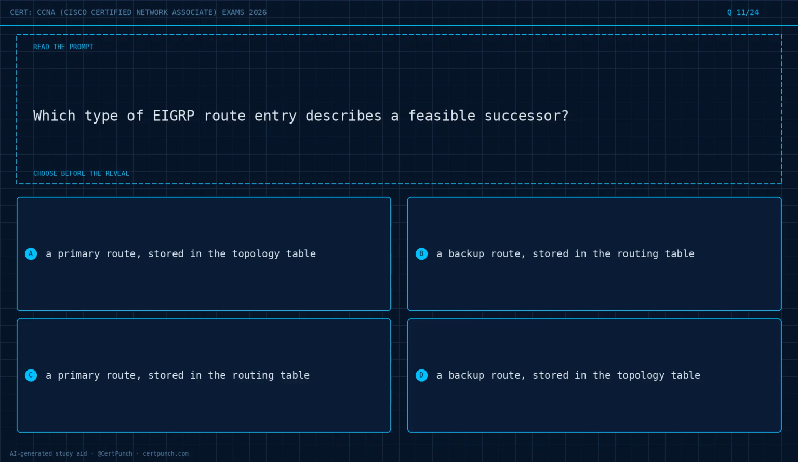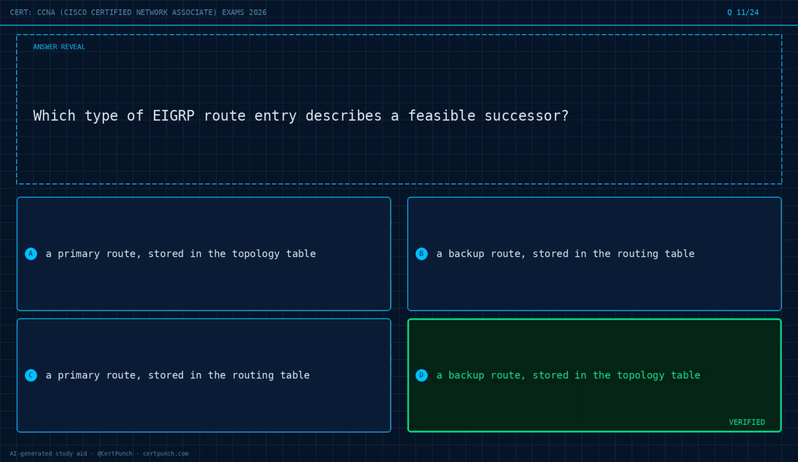Question 11 of 24. Which type of EIGRP route entry describes a feasible successor? Option A, a primary route stored in the topology table. Option B, a backup route stored in the routing table. Option C, a primary route stored in the routing table. Option D, a backup route stored in the topology table. Decide on the strongest option before the reveal. Stay with your gut.